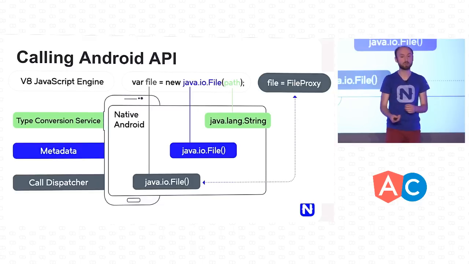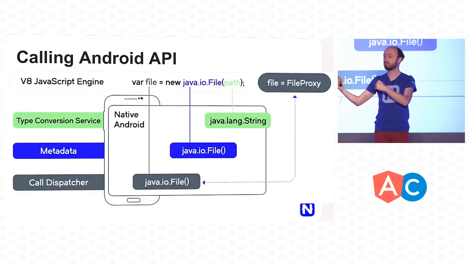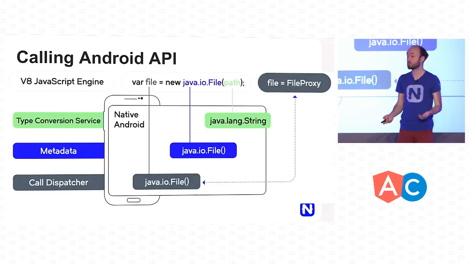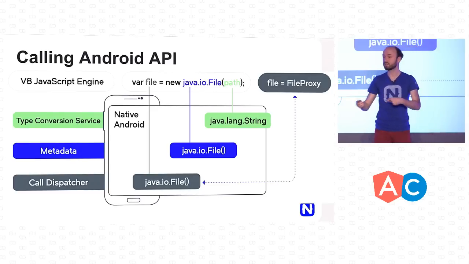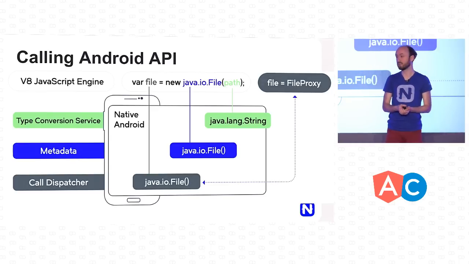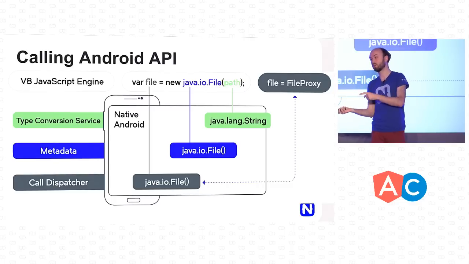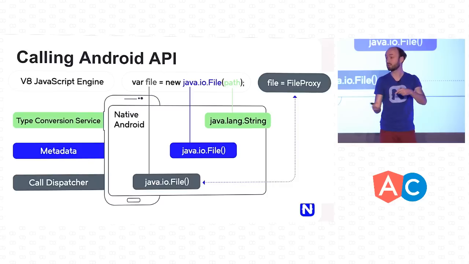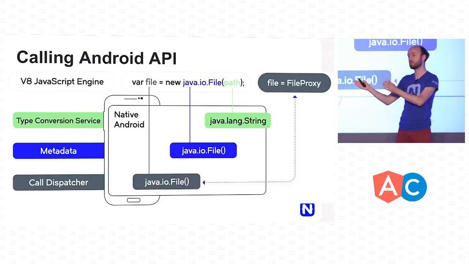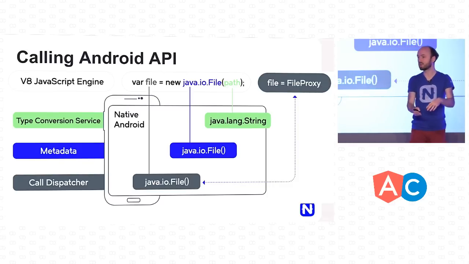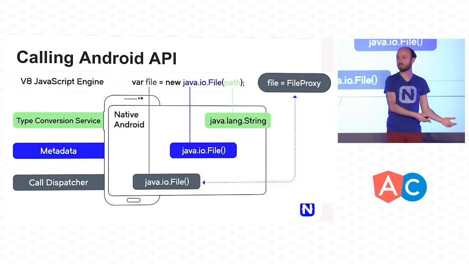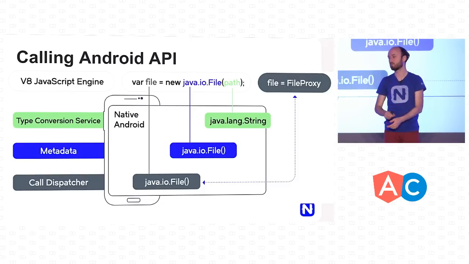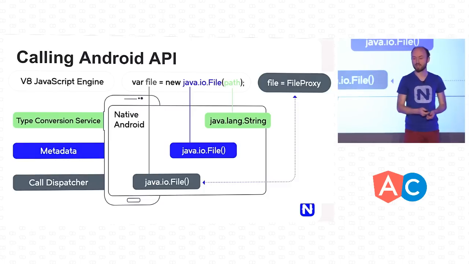And then finally, we have a call dispatcher that takes the previous two and makes the actual call on the native platform. And we kind of get a dual result. So on the Android side, we get a native file object, while on the JavaScript side, we get a custom proxy object, which basically is connected to the native one. So that every time you make a call on the custom proxy object, that gets delegated to the native one. If there's an event that's raised on the native object, it moves back up to our custom proxy object.